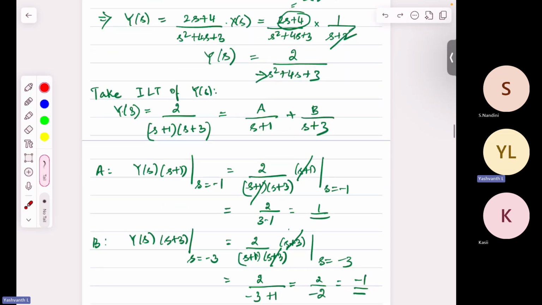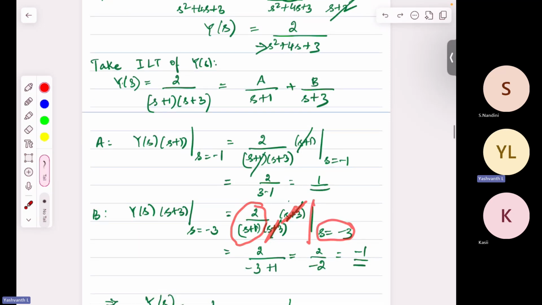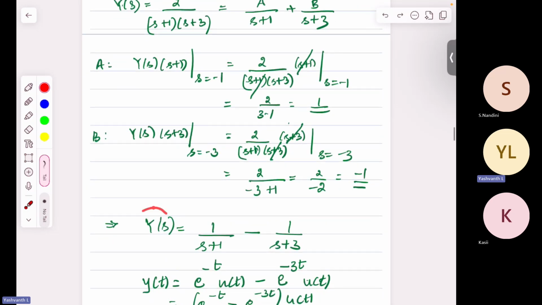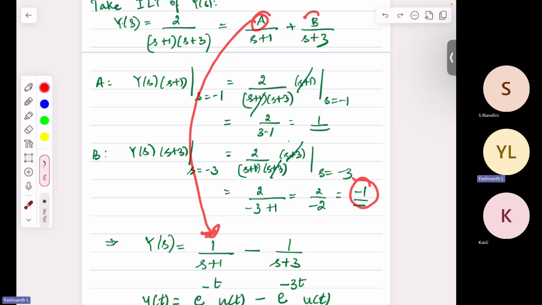Similarly, the expression for B is Y of s into s plus 3 at s equal to minus 3. Again s plus 3 and s plus 3 get cancelled, so you will be left with 2 by s plus 1 at s equal to minus 3. Therefore, what you get is 2 divided by minus 3 plus 1, which is 2 by minus 2, which is equal to minus 1. Therefore, your Y of s is 1 by s plus 1, since A became 1, and B became minus 1, so minus 1 by s plus 3. So Y of s is given by this.